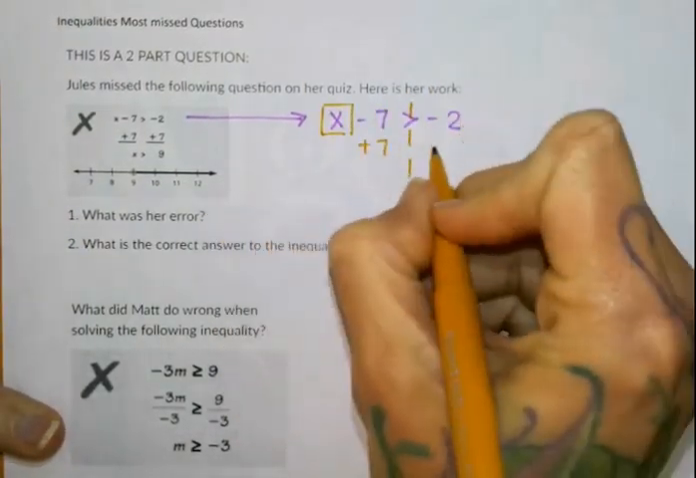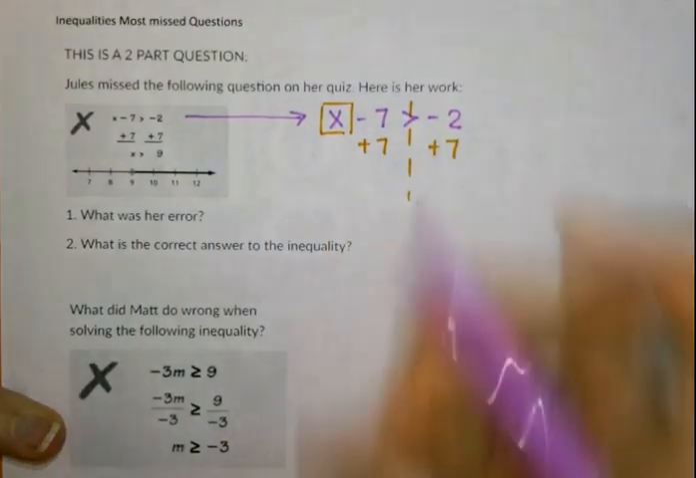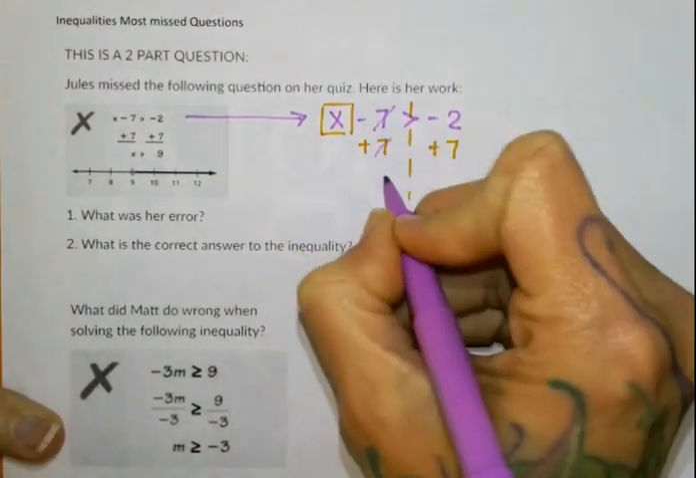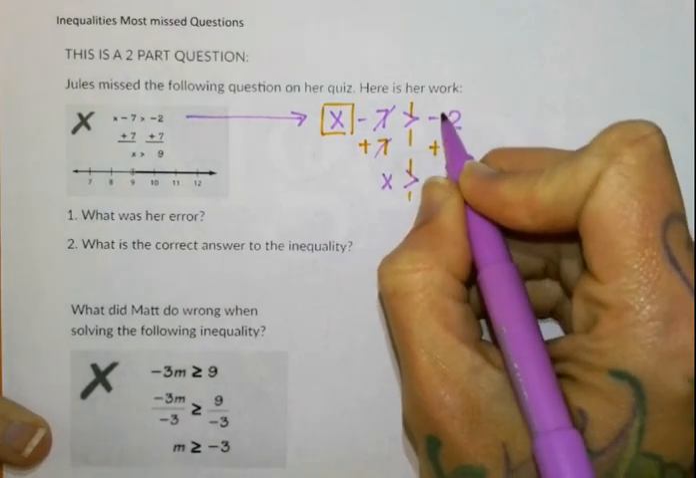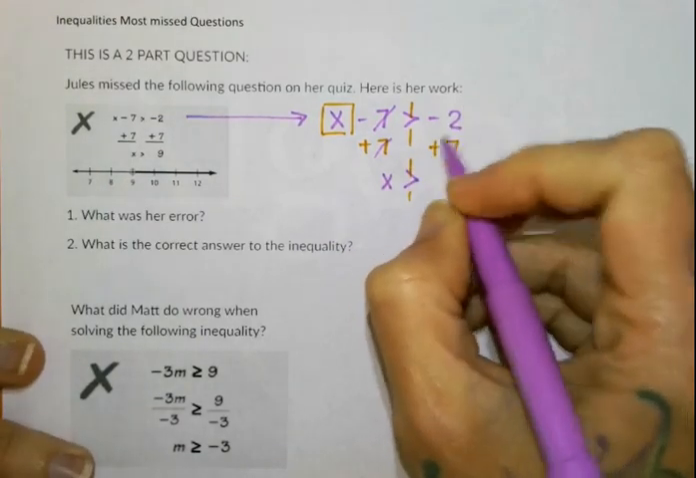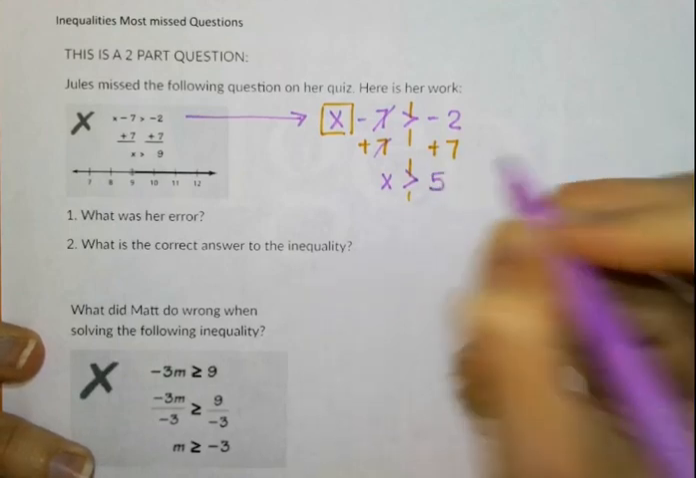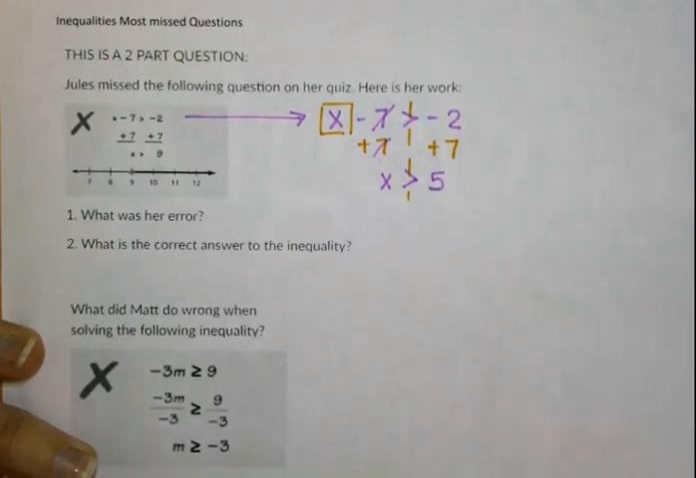So we're going to isolate our x. We're going to add 7 to both sides, and that's going to give us, our 7s are gone, x is greater than the -2 and +7. If I owe you $2 and I pay you 7, that means you have 5. So the answer should be a +5.